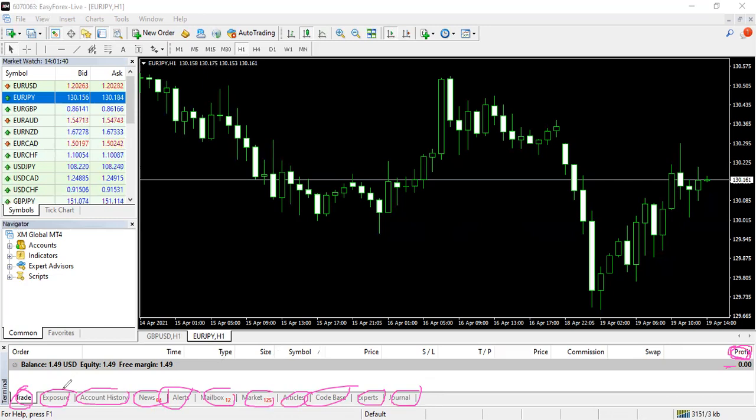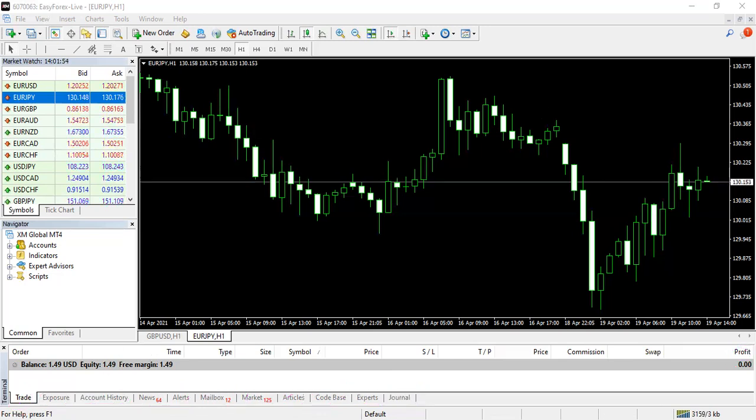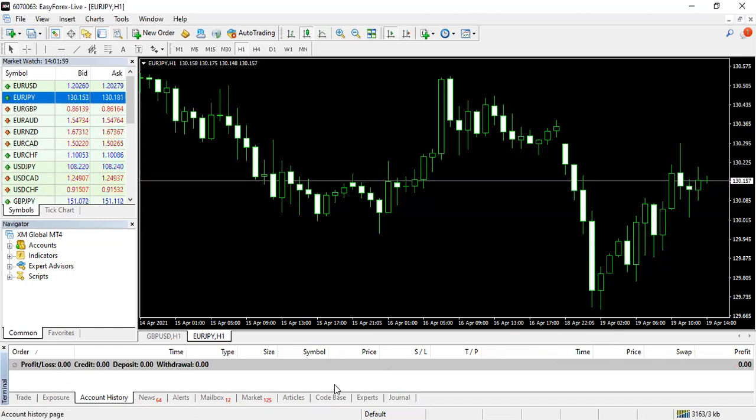So all these are different menus that, once you click on them, are not really important. Among these, the most important one to me is just the account history. If you want to know the history of your account, how many trades were won, how many trades were lost, you will see it all here.